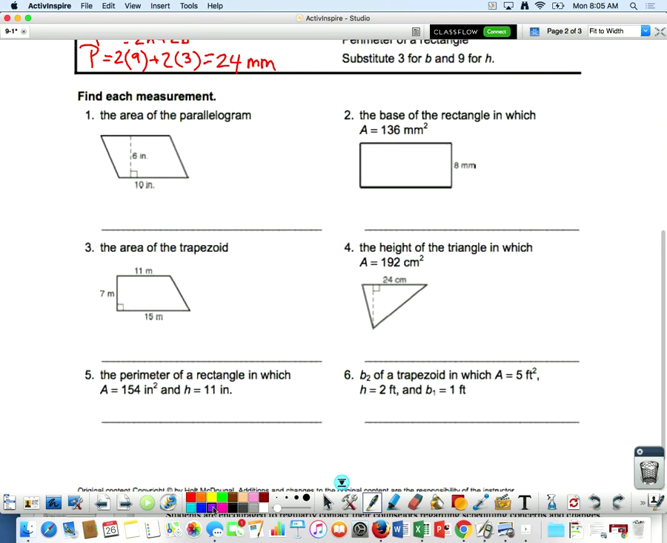So how are we going to find this? What do we have to do? A equals BH. Area equals base times height. What's the base? Abdi, what's the base? 10. What's the height? 6. So what's the area?